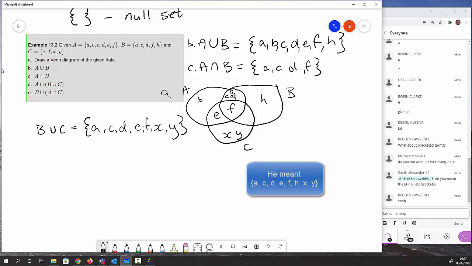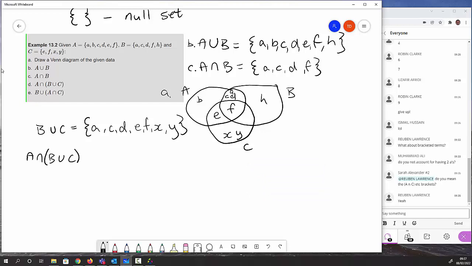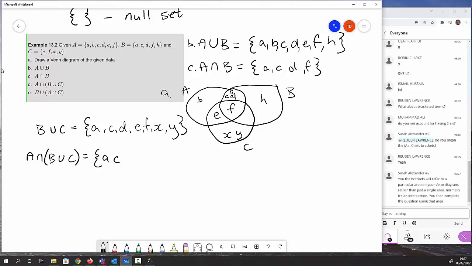And then we're going to take the intersection of that with A. So A intersect B union C is equal to A and C and D and E and F. So that's all of A except for B, isn't it? All of set A apart from B. So the answer to that one then will be A, C, D, E, F. Okay, and obviously the part E, we'd carry on with that in the same way.